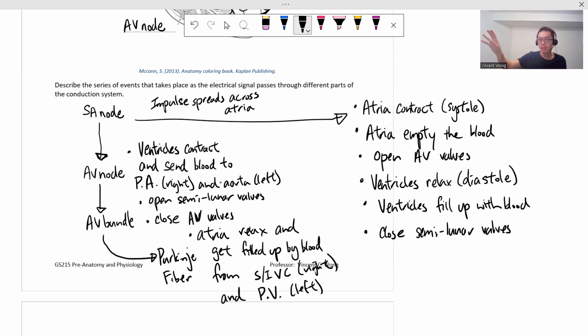And then once the electrical signal dies off, then it's time for the ventricle to relax again, and then it repeats. Of course, all these things happen in a heartbeat, right? Just like, and then it's done. So it's super fast. Okay, that's all.